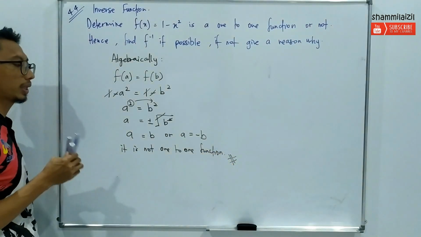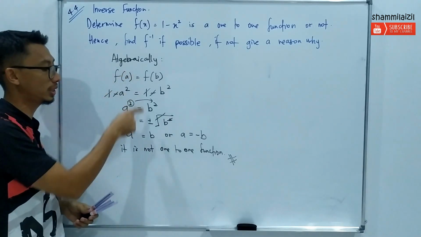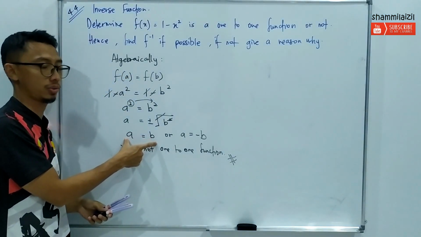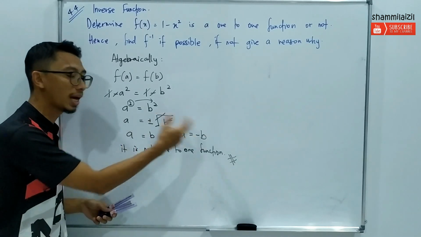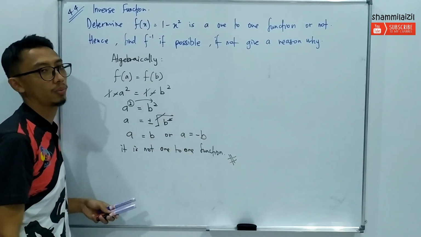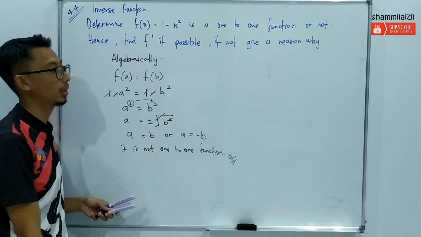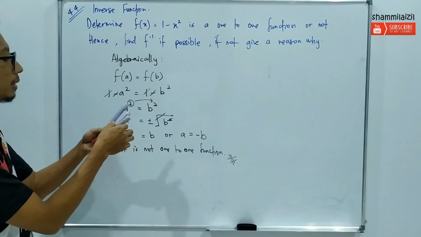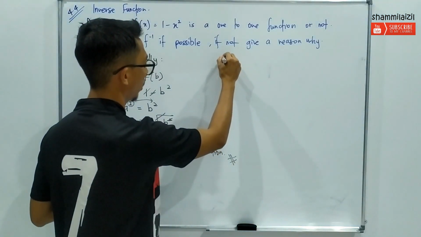Once again, we can only conclude that the function is one-to-one if the conclusion is only a equals to b. If you get even a equals to b with the other answer, it is still not one-to-one. It can only accept a equals to b for it to be a one-to-one function. So we proved it algebraically already.